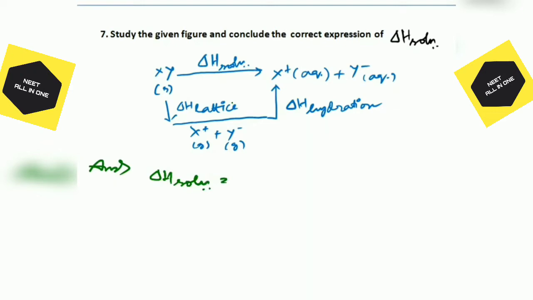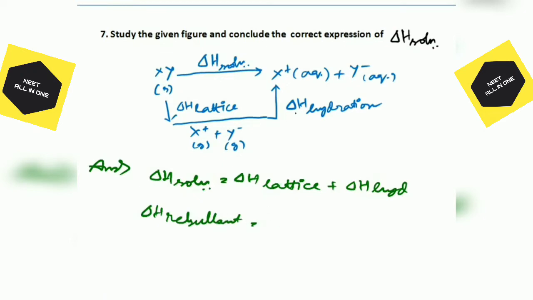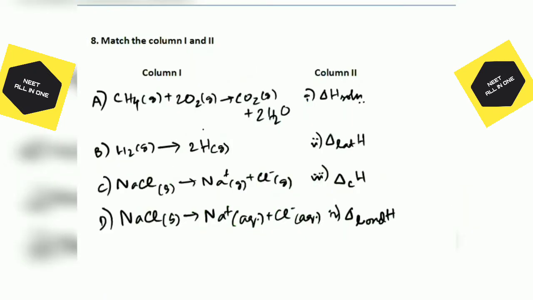solution equals del H lattice plus del H hydration. Now why is this? Because we know the resultant del H according to Hess's law: if one step is H1 and the other is H2, the total will be H1 plus H2. That's what we have written here, del H solution equals del H lattice plus del H hydration. So our question number 7 is done. Let's see question number 8.